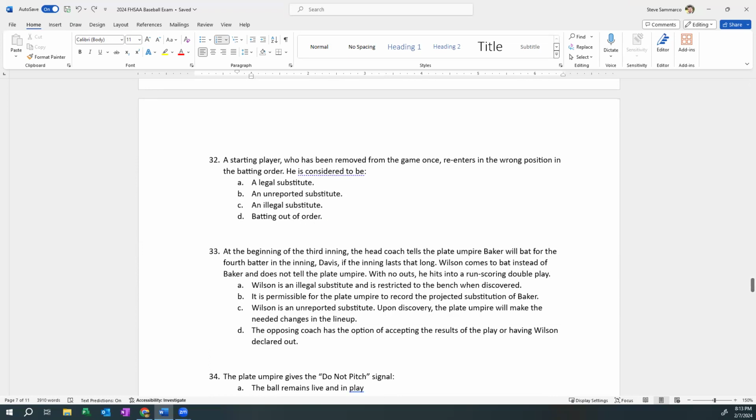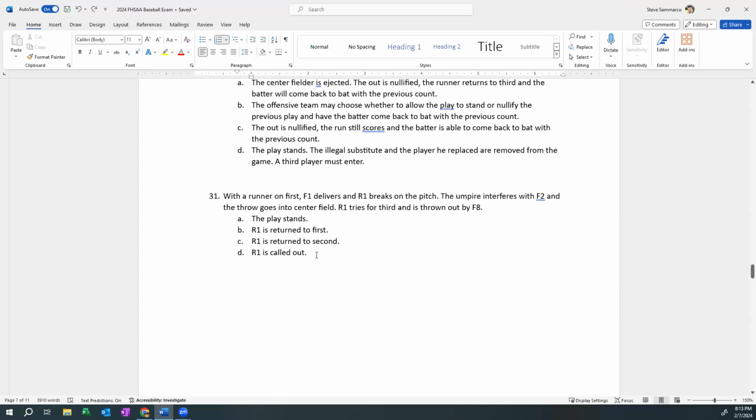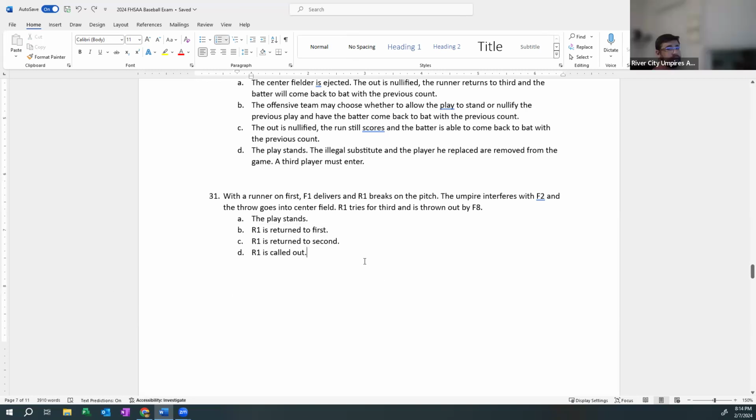So what was the answer? R1 is returned to first. Okay, so B. Yep, the initial throw from the catcher did not retire the runner. You have to put the runner back.